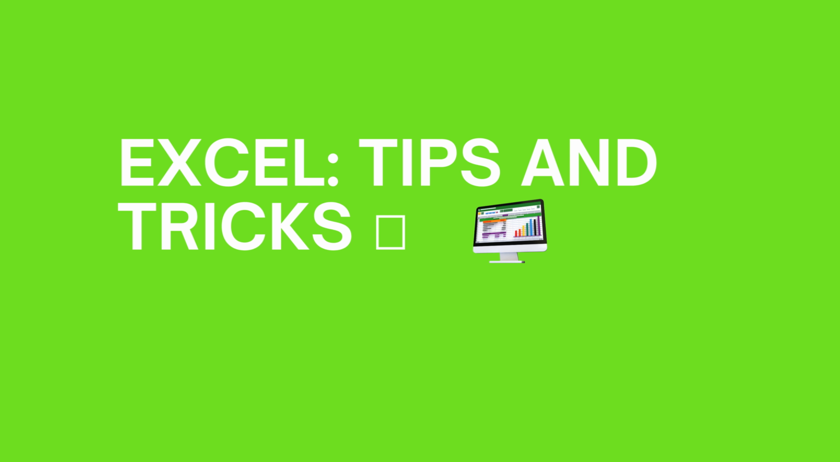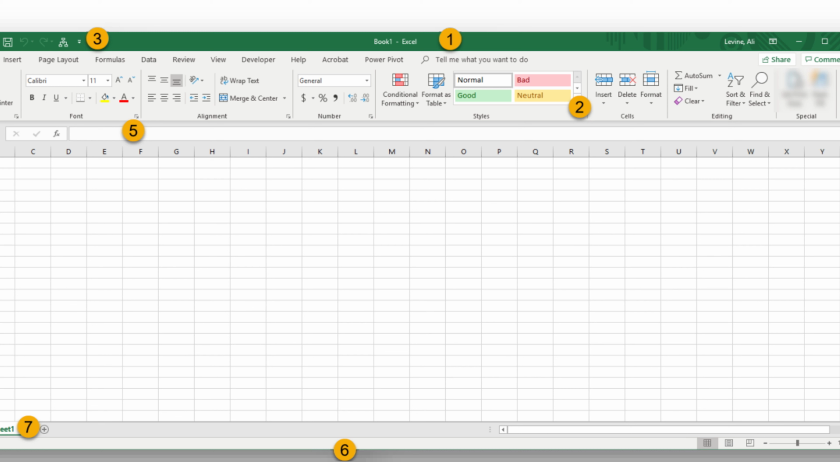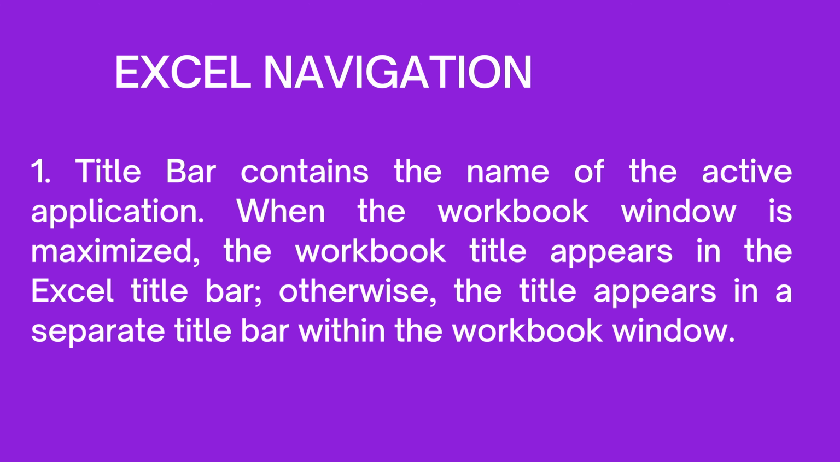Excel Navigation. 1. Title bar contains the name of the active application. When the workbook window is maximized, the workbook title appears in the Excel title bar. Otherwise, the title appears in a separate title bar within the workbook window.